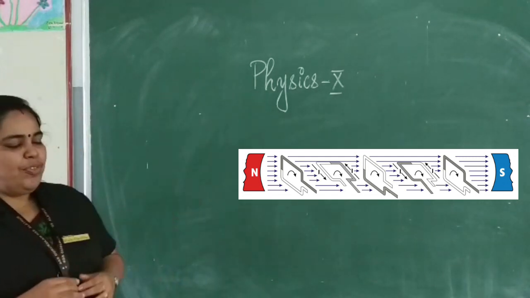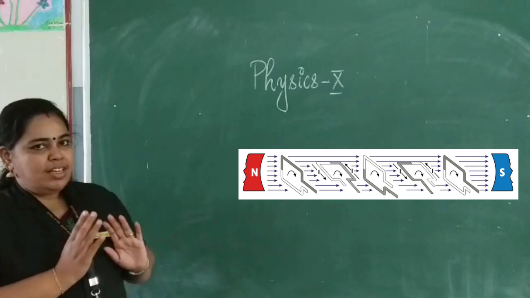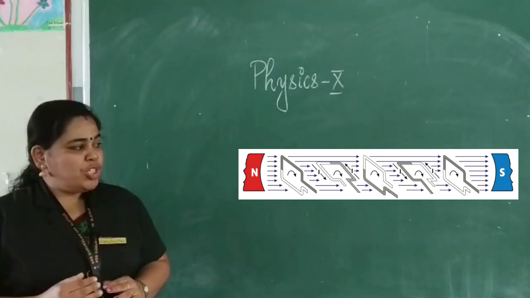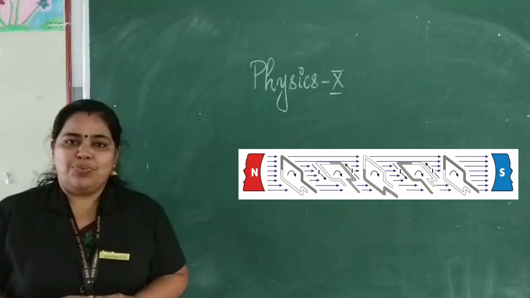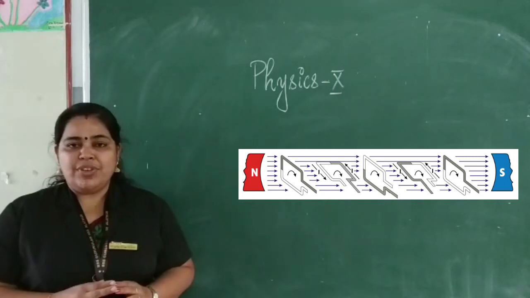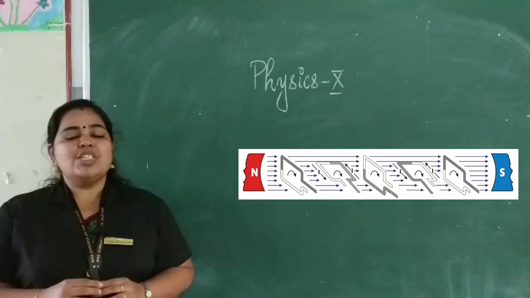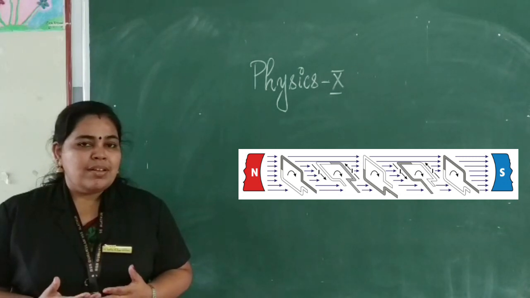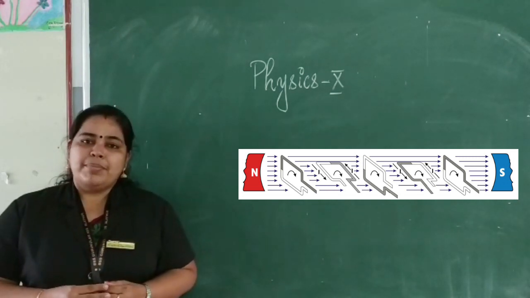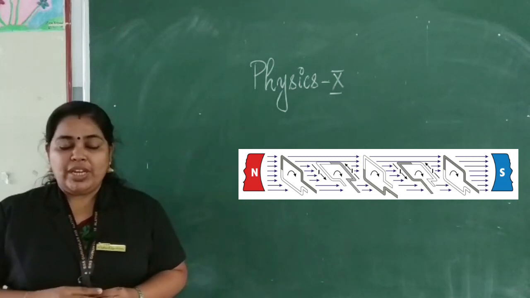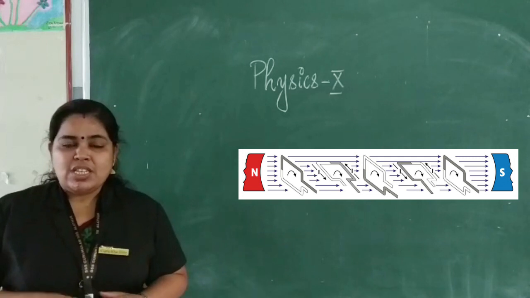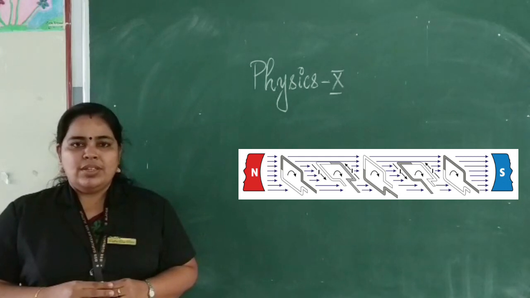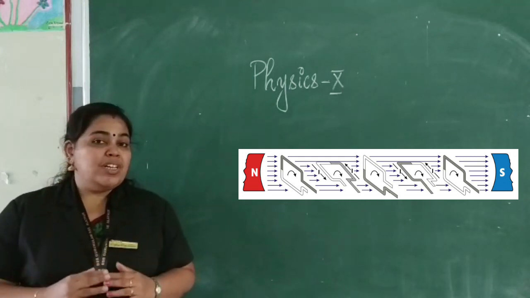Now, see the second figure. The armature has rotated and is now parallel to the magnetic field lines. At that time, what happens? There is a change in the magnetic flux linked with the coil. So, what happens when there is a change in the magnetic flux? EMF is induced, and at that position, the EMF is maximum.